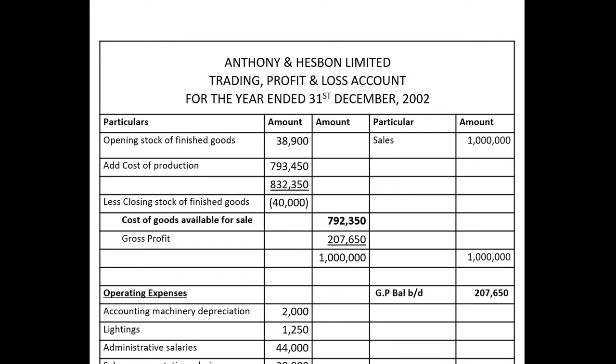Our cost of goods available for sale is 792,350. Now, how do you get the gross profit? Gross profit is equal to sales minus cost of goods available for sale. Therefore, we will subtract 792,350 from 1 million to get the gross profit. In this case, our gross profit was 207,650. We close the account by balancing it off.